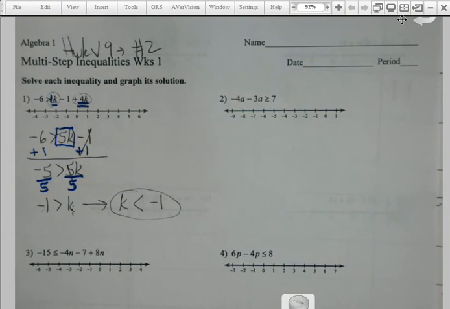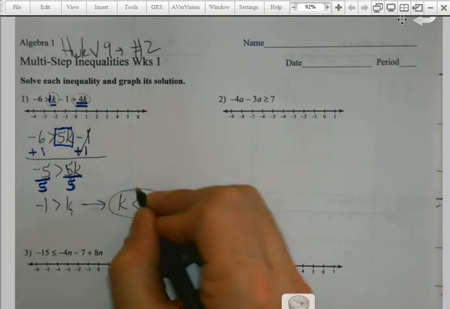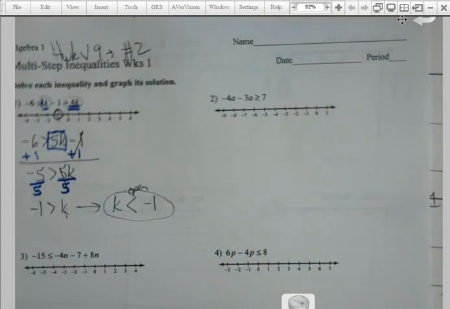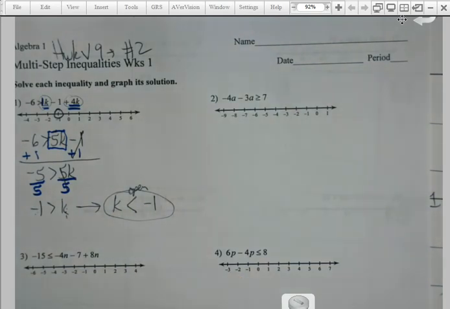So I got the same two questions I've had on all these so far. Is my dot on negative 1 going to be open or closed? Open. I agree. And if k is less than negative 1, which way is my arrow going to go? To the left.